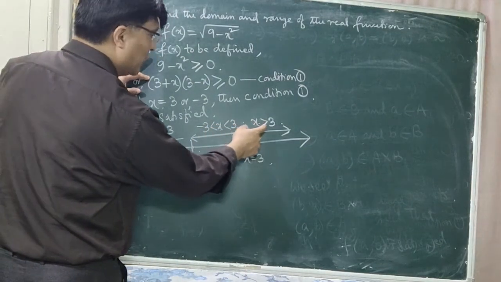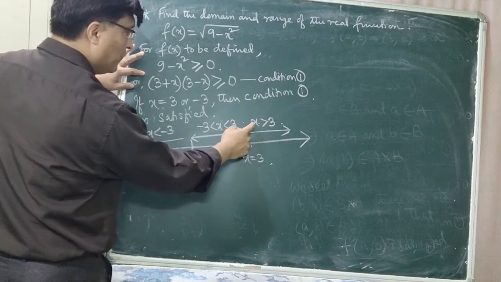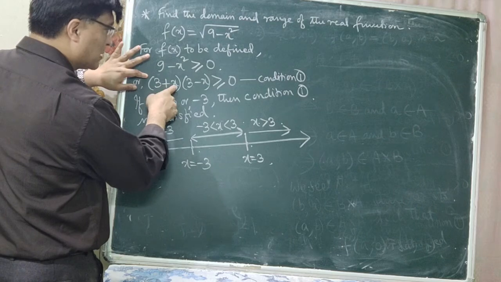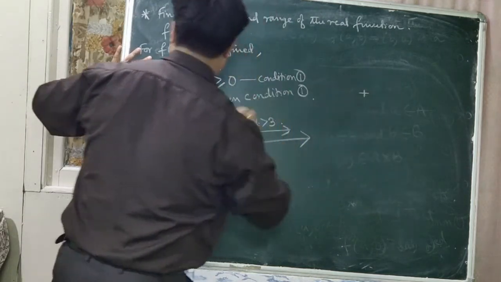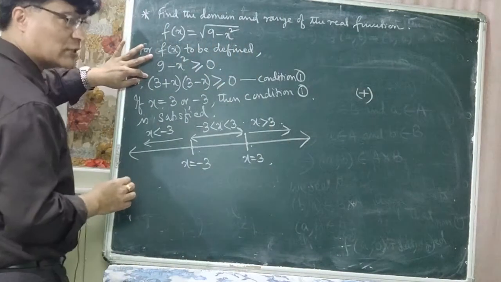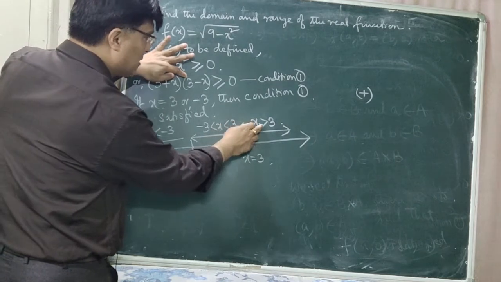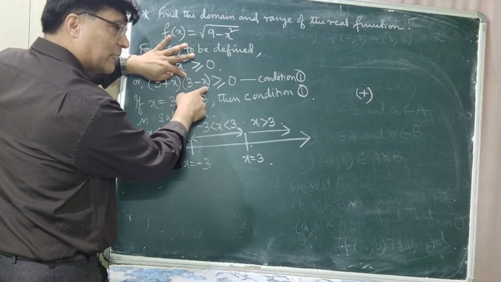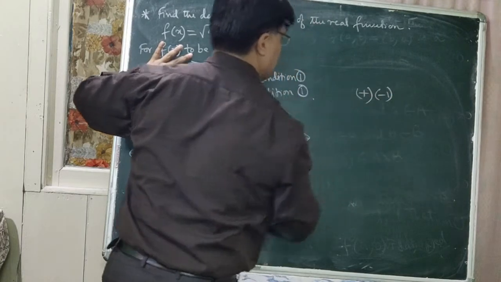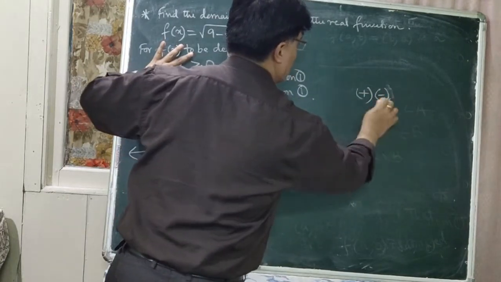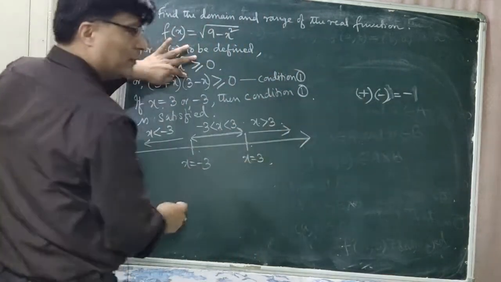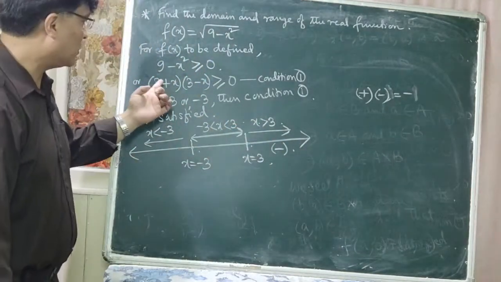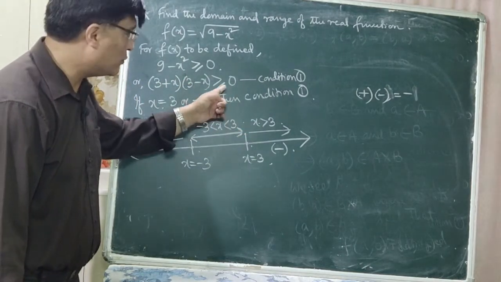So if x is greater than 3, what can you say about 3 plus x? Is it positive or negative? This 3 plus x is positive. And what about 3 minus x? If x is greater than 3, 3 minus x is negative. So positive and negative is negative. If x is greater than 3, then the product of these two expressions is negative. But we should get positive here.